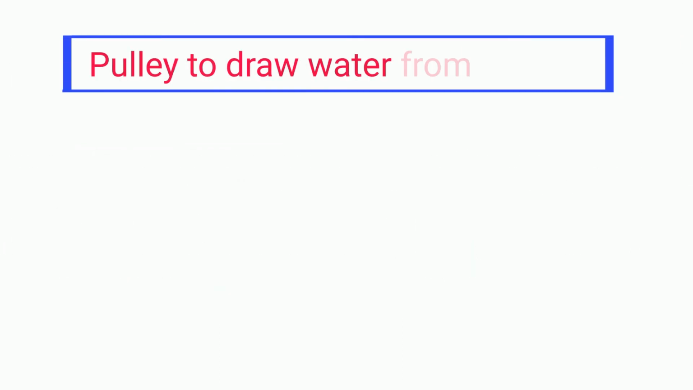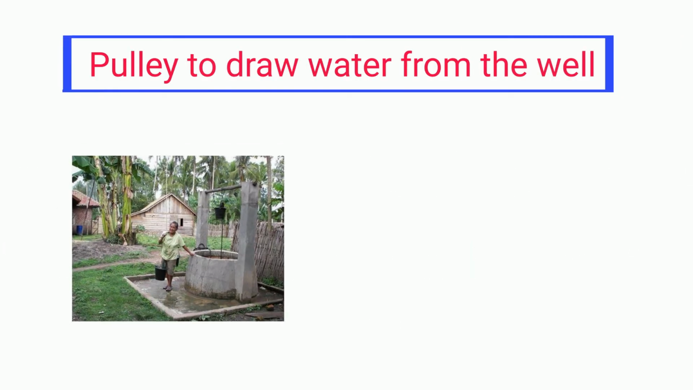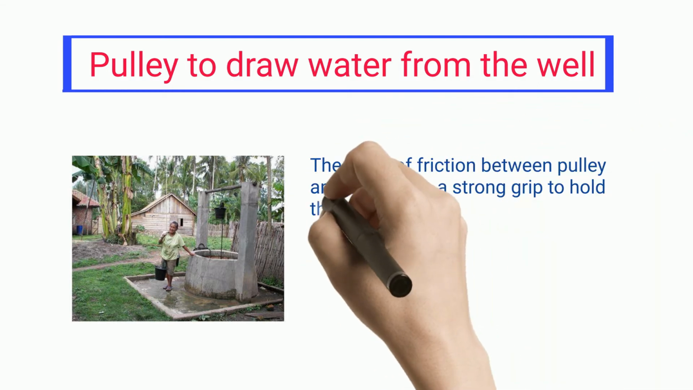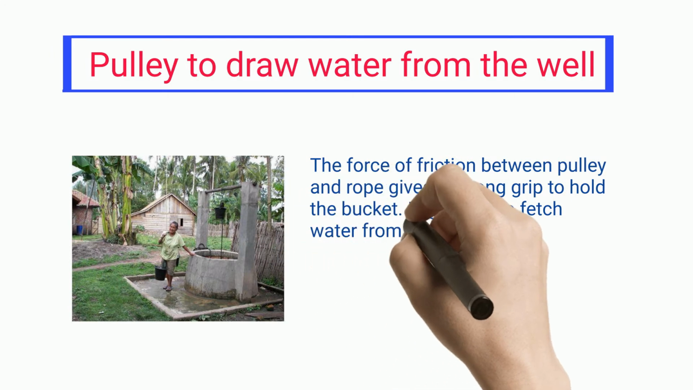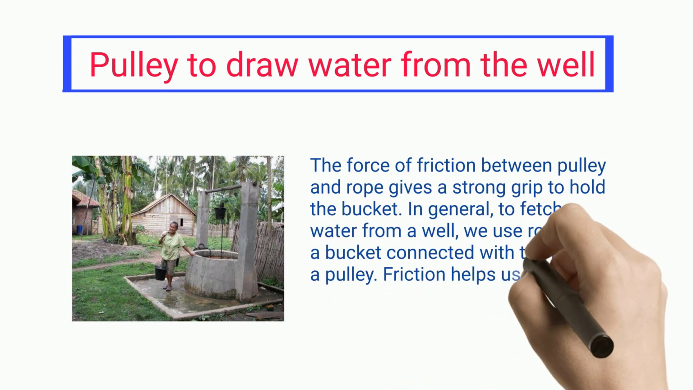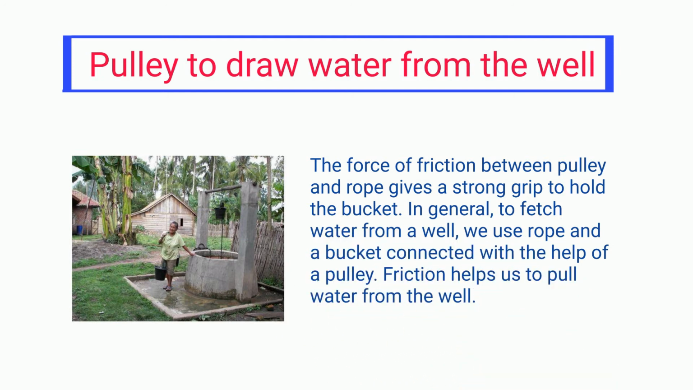Pulley to draw water from the well. The force of friction between the pulley and rope gives a strong grip to hold the bucket. In general, to fetch water from a well, we use a rope and a bucket connected with the help of a pulley. Friction helps us to pull water from the well.